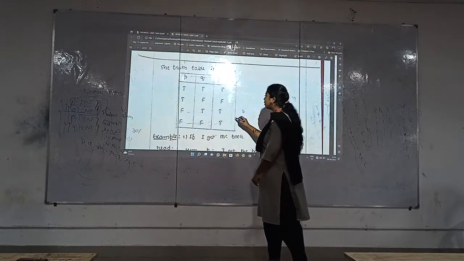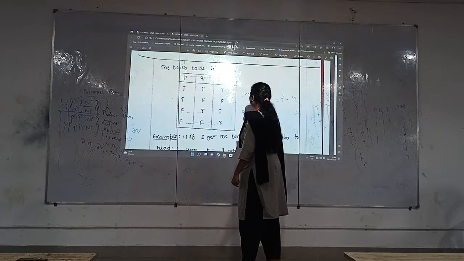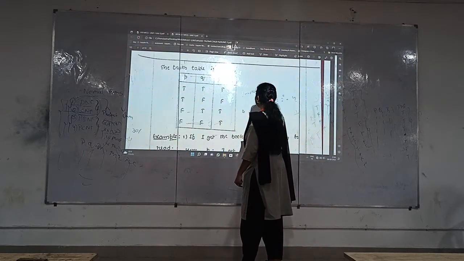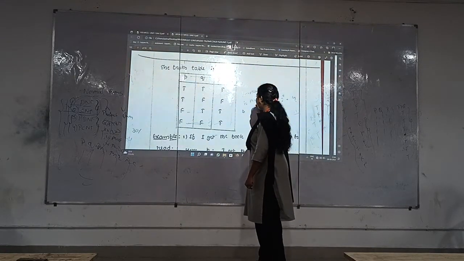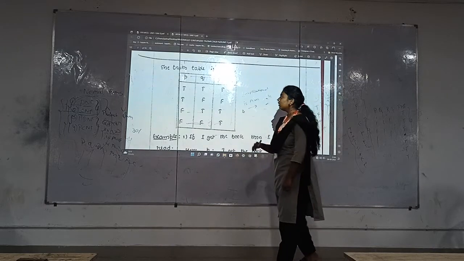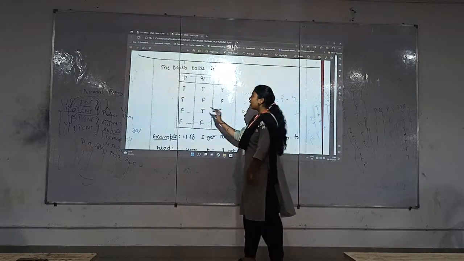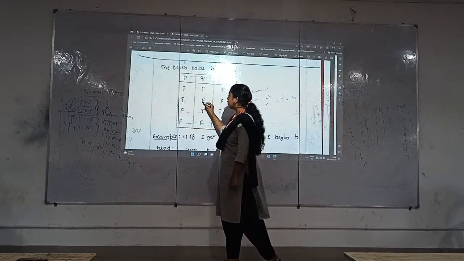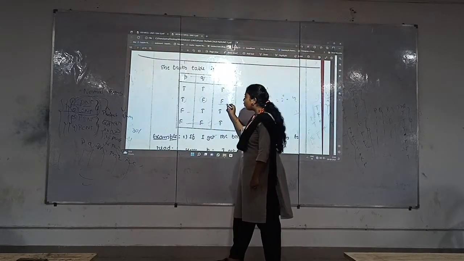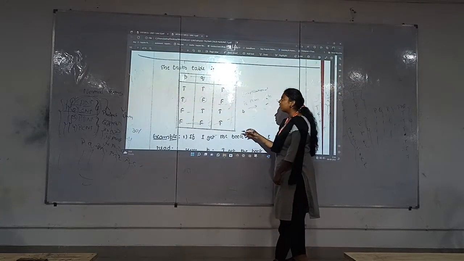It is a truth statement for implication or conditional. That means if then, and the symbol is this. If the first statement is true and the second statement is false, then we get false. In any other condition, we get true. That is the logic here.